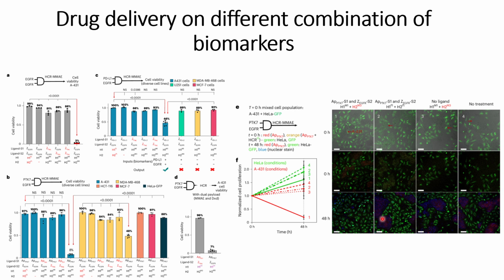And the immunofluorescence image also shows the same results, that in the case when both the biomarkers and the cytotoxic drug are present, the A431 cell population goes down, as can be seen from panel F and also from this immunofluorescence image. But for the other conditions, we can see the red signals which correspond to the A431 cell lines.